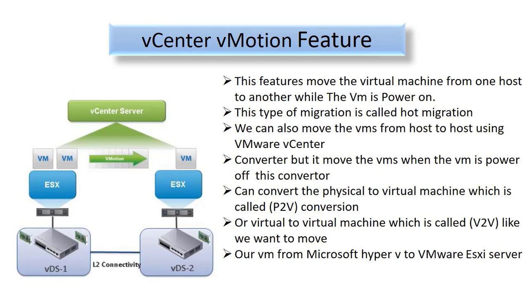With the converter we can convert a physical machine to a virtual machine, which is also called P2V conversion. We can also convert a virtual machine to a virtual machine, which we call V2V. For example, if we have a virtual machine on our Hyper-V, or if we want to move it to another server like an ESXi server, this conversion is called V2V or virtual to virtual. So basically these are the concepts, because the configuration is very easy, but the concept is very important to understand before implementing this feature on vCenter server.